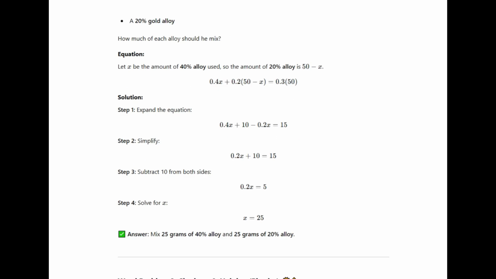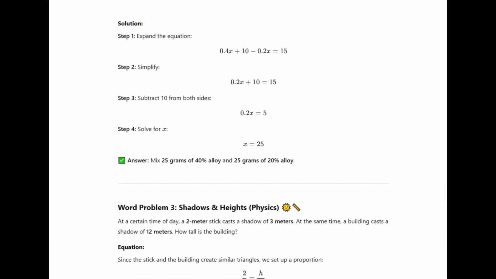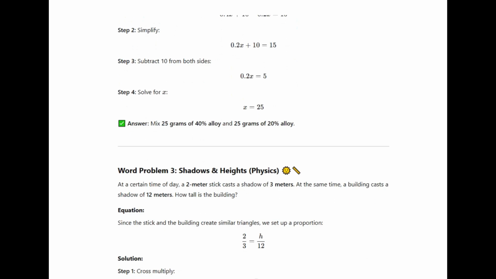0.4x plus 0.2(50 minus x) equals 0.3(50). Solution. Step 1. Expand the equation. 0.4x plus 10 minus 0.2x equals 15. Step 2. 0.2x plus 10 equals 15. Step 3. Subtract 10 from both sides. 0.2x equals 5. Step 4. Solve for x. x equals 25. Answer: mix 25 grams of 40% alloy and 25 grams of 20% alloy.